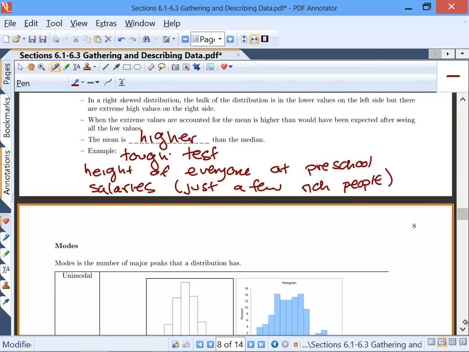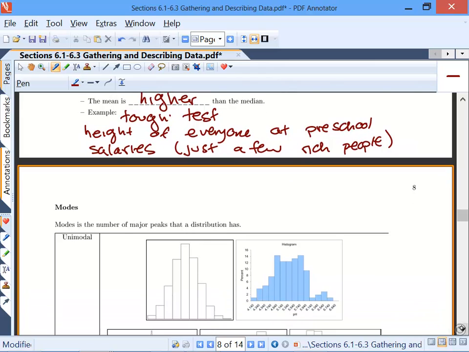So symmetry is one way to describe a distribution. The other way is modes. Or maybe not that we really like, but our two most common things are symmetry and modes. Modes is just the number of major peaks that a distribution has. Now when we look at this, it is very subjective. If you just drew a rough curve over it with your pen, very rough, how many major peaks would I have?